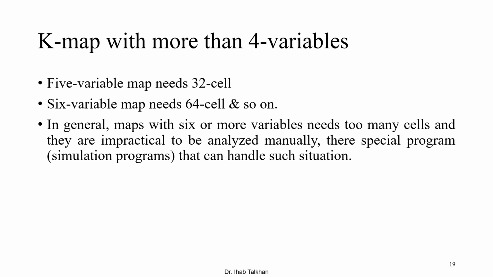So in order to follow the rule of changing only one digit when you go to any adjacent vertical or horizontal cell, it will be very hard for you to work with 32 cells, and then 64, and so on. In general, maps with 6 or more variables need too many cells, and they are impractical to be analyzed manually. So we have to use a computer simulation program in order to handle such situations.